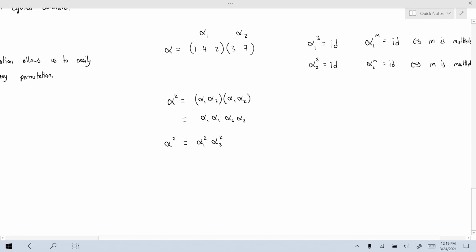You can generalize this, and you'll find that alpha to the power of m equals alpha 1 to the m times alpha 2 to the m. But I want to stress that this only works because these cycles are disjoint and therefore they commute.